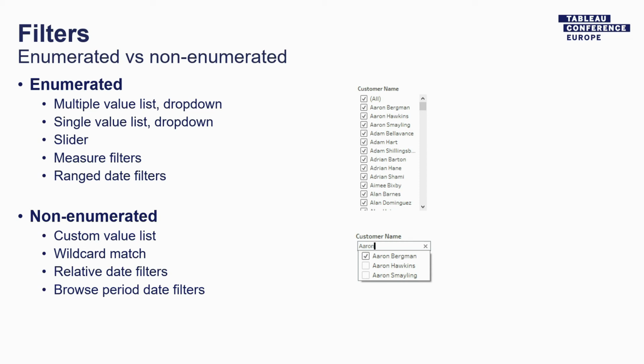So let's have a look at non-enumerated filters. These are filters that don't require Tableau to know about potential field values in order to be displayed. For instance, we can have a wildcard match. So the user types in the name he's looking for and just selects the name. It's straightforward, it's simple, it's easier for the user, and it's also much better for the performance. Because if you think about the initial load, Tableau runs queries for all those filters, and we don't need this to be the case for non-enumerated filters.